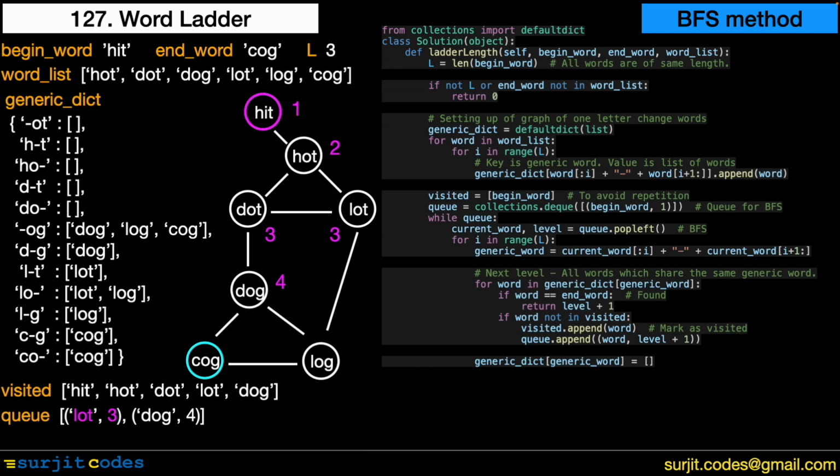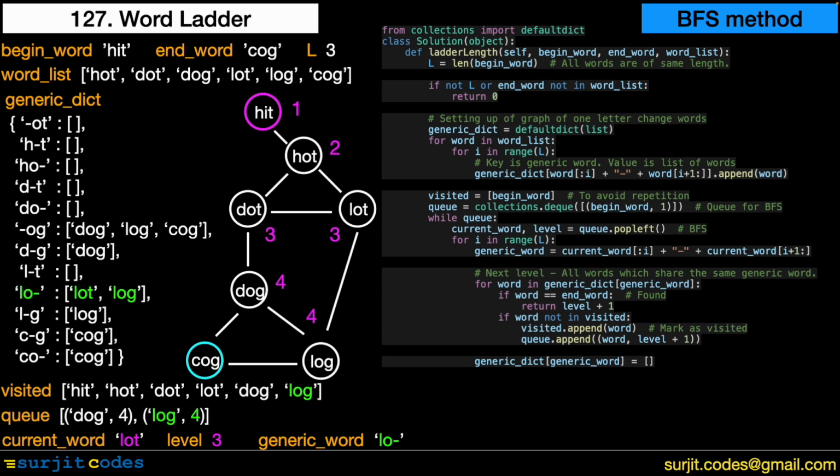Now we extract lot from the queue, which becomes the new current word. Its first generic word is dash OT, for which list is empty. Next is L-T. Its word lot is already visited. We clear its list. Next is LO dash. Lot is already visited. We add log in visited list and queue and clear the list. We now extract dog from the queue. Dog becomes current word. Its first generic word is dash OG, which has three entries, out of which dog and log are already visited.